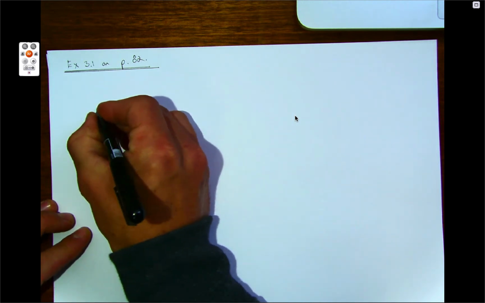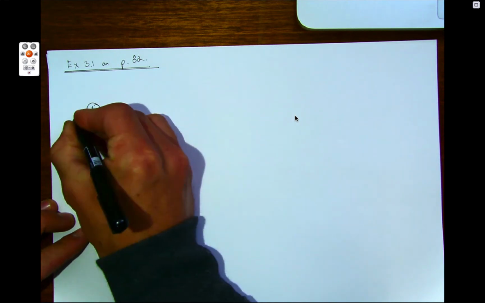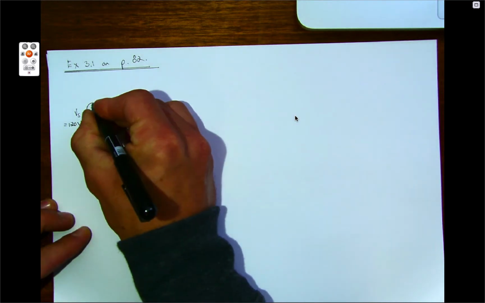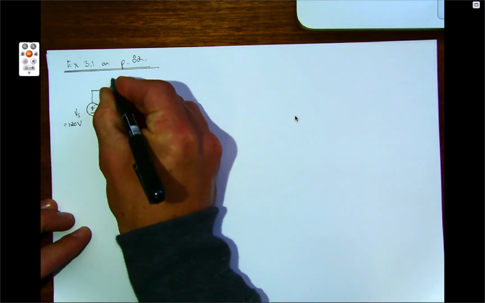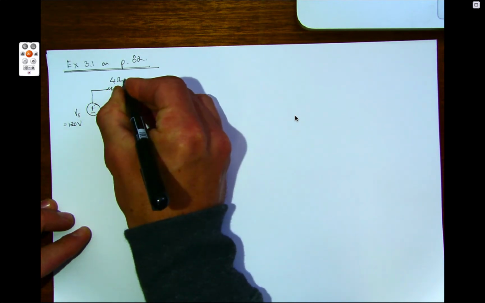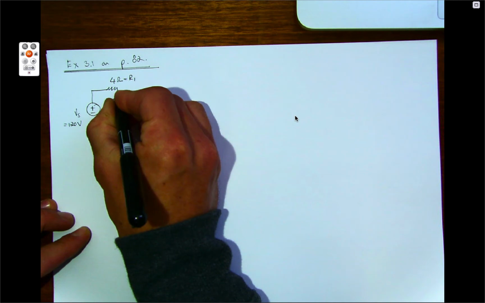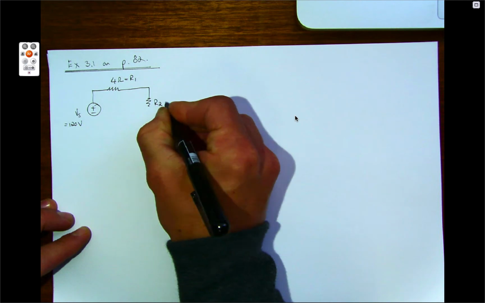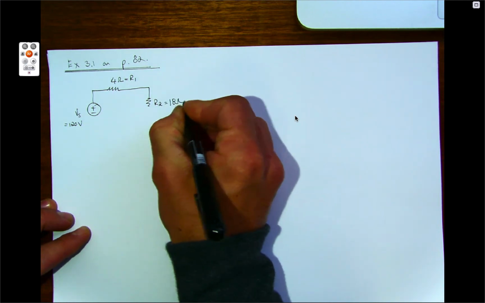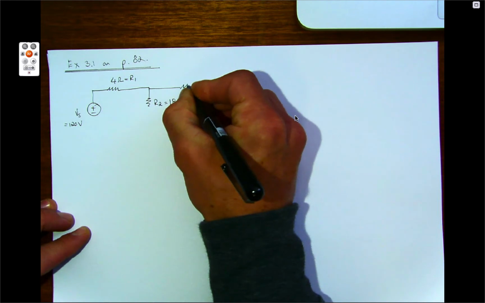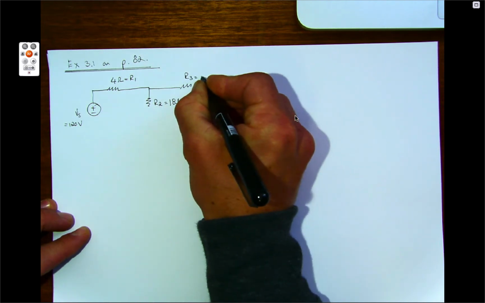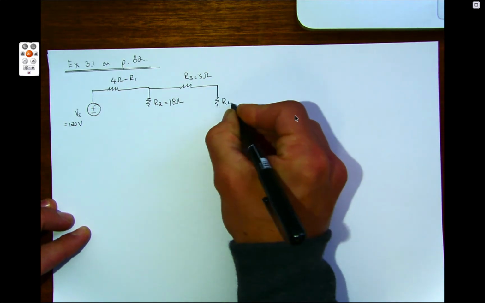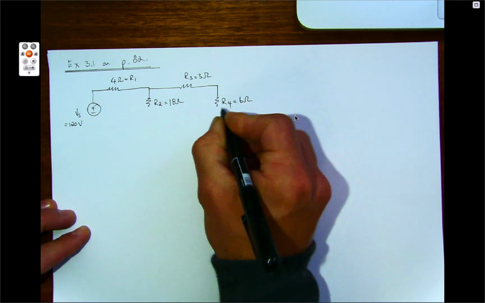Okay, so let's start with the circuit. It's a source Vs, and this is 120 volts. Here we have a 4 ohm resistor, let's call that R1. R2 over here is equal to 18 ohm. Then we have R3 over here, and this is a 3 ohm resistor. And I'm going to go down, and R4 is equal to 6 ohm.